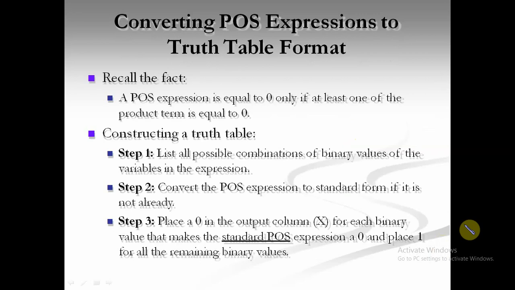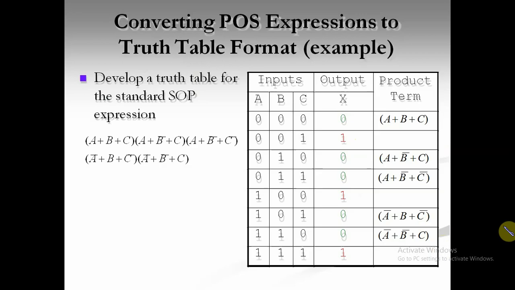The same applies to POS expressions in truth table format. These are the steps we check in the truth table. This is the given POS form: A plus B plus C means A or B or C. This is the first bracket, with inputs, outputs, and product term. Without bar in POS form means 0, so 0 0 0, then that output will be 0.